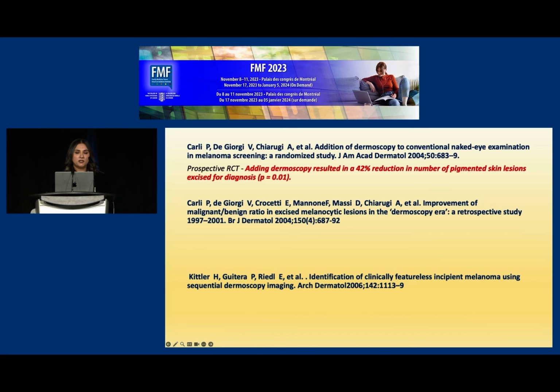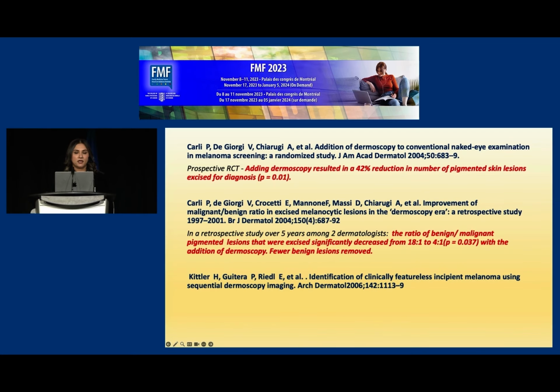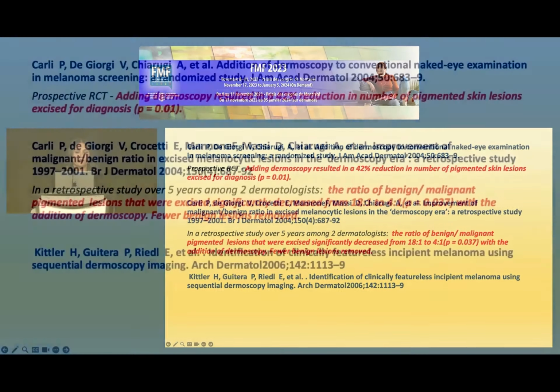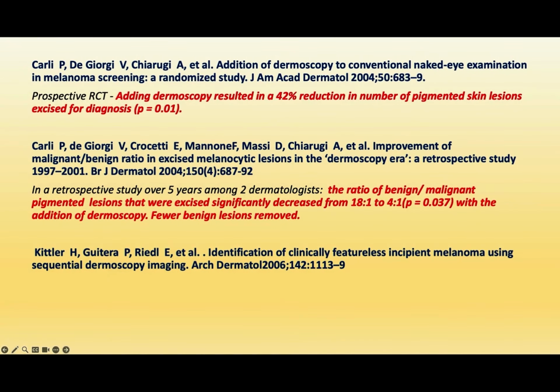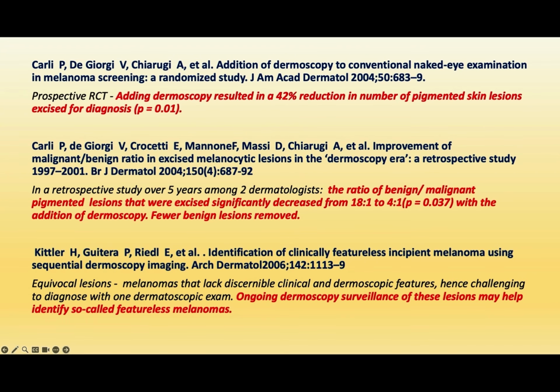In this prospective RCT, adding dermatoscopy resulted in a 42% reduction in the number of pigmented skin lesions excised for diagnosis. And in a retrospective study over 5 years among 2 dermatologists, the ratio of benign to malignant pigmented lesions that were excised significantly decreased from 18:1 to 4:1 with the addition of dermoscopy, which means that fewer benign lesions were removed.